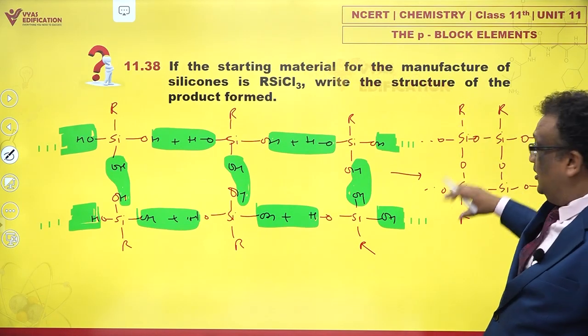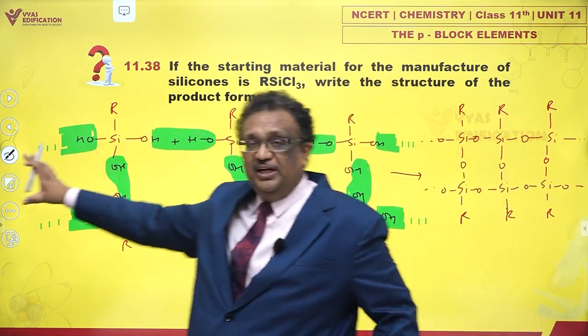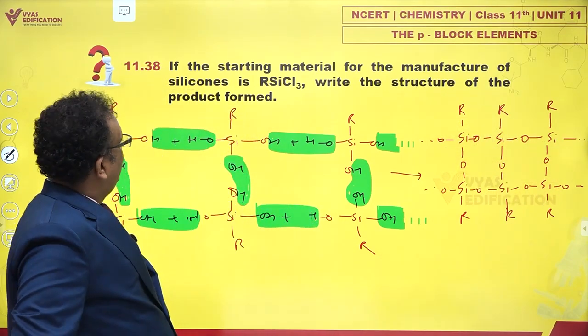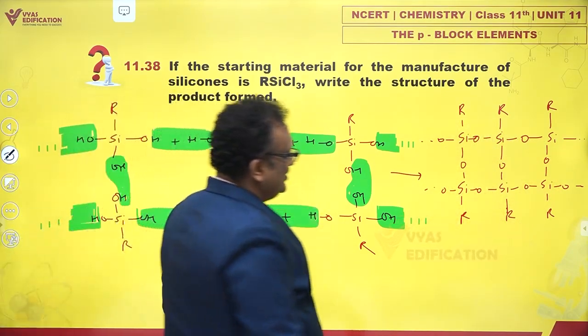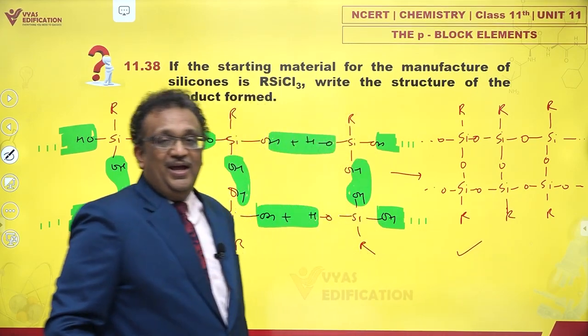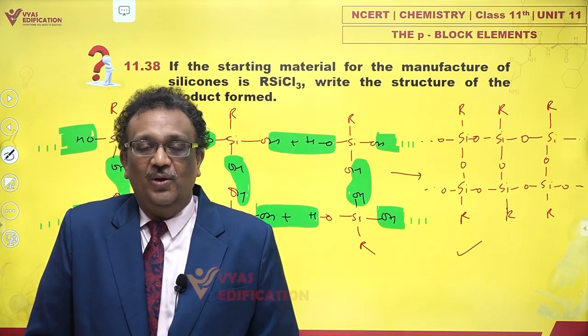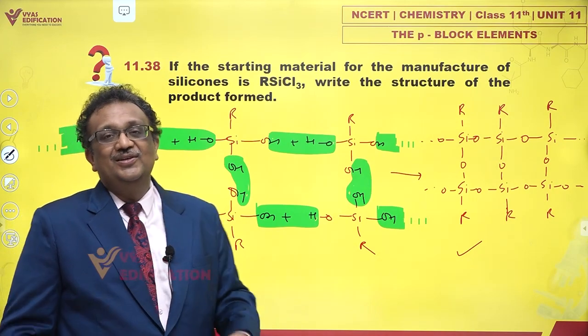This is ended. But on this side, it's a double-chained ladder which continues. And this is the structure of product, my dears, which is formed as a linear silicone. In fact, not linear, it's a cross-linked silicone.